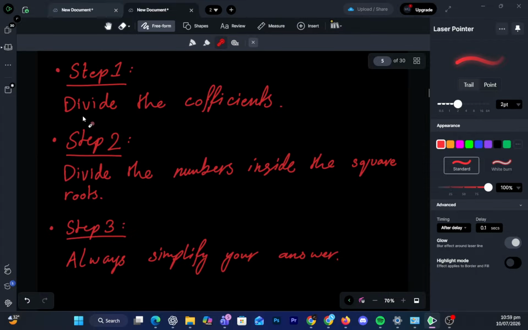Before we finish, remember these three simple steps. Step 1, divide the coefficients. Step 2, divide the numbers inside the square roots. Step 3, always simplify your answer. If you follow these three steps, dividing surds becomes very easy.